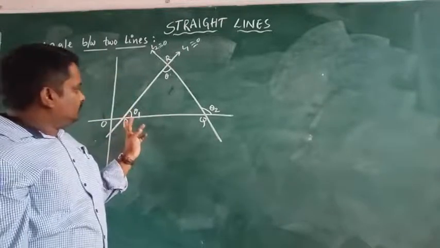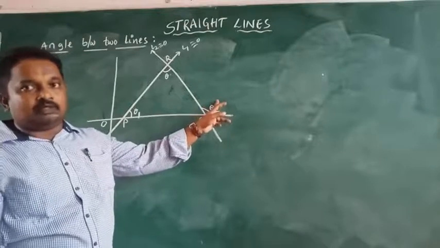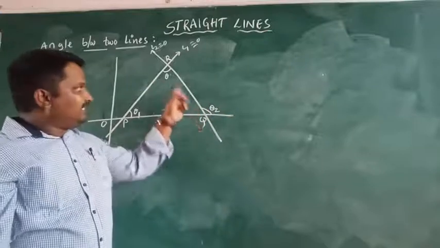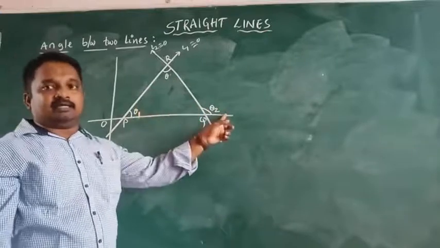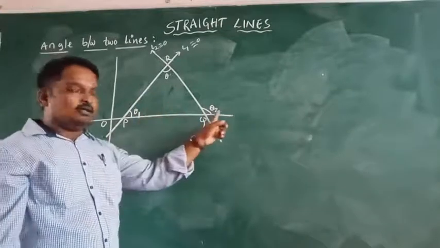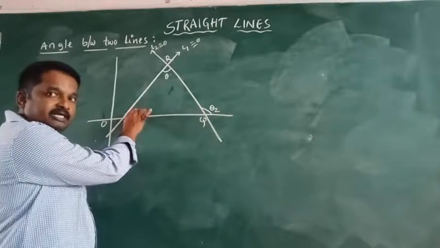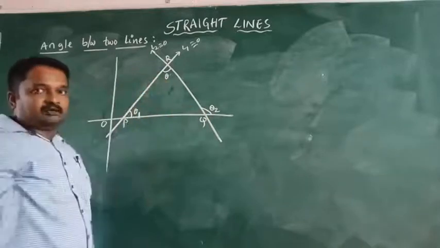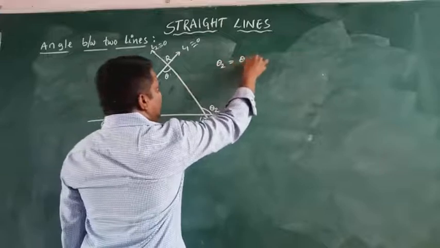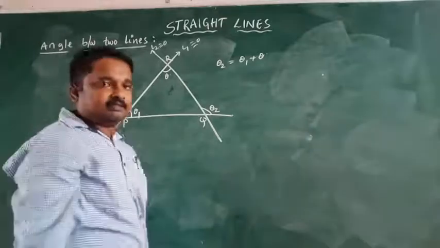By the exterior angle property, we know that the sum of the opposite interior angles equals the exterior angle. Here theta and theta 1 are the interior angles opposite to the exterior angle theta 2. So we can write theta 2 equals theta 1 plus theta.